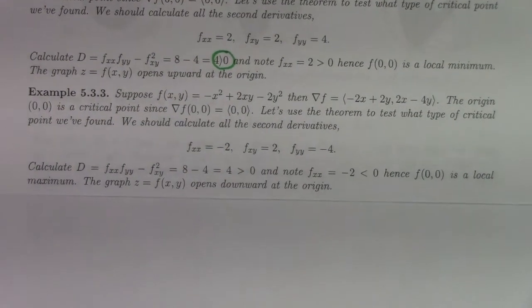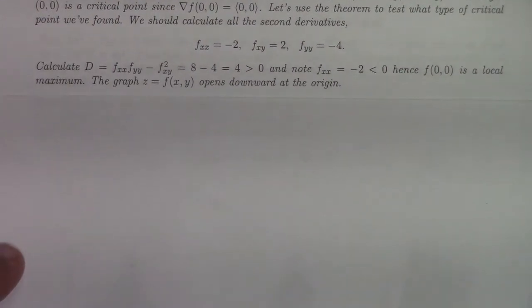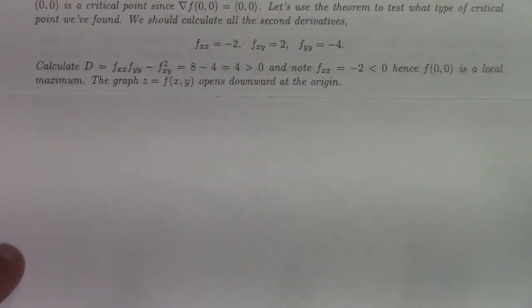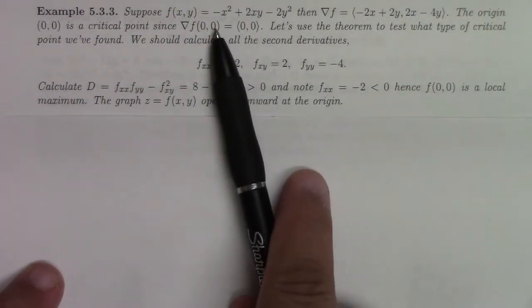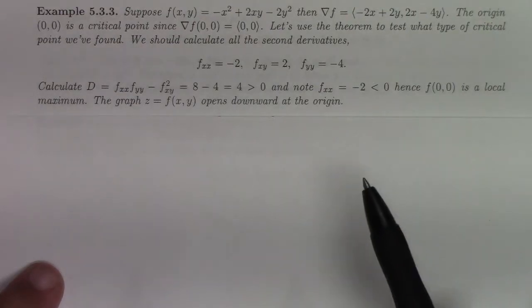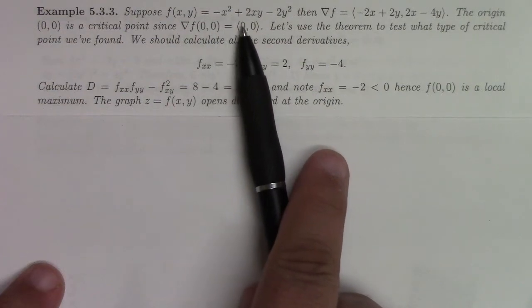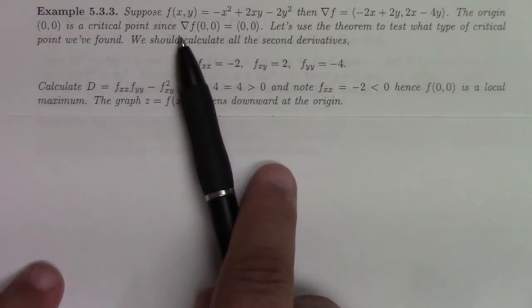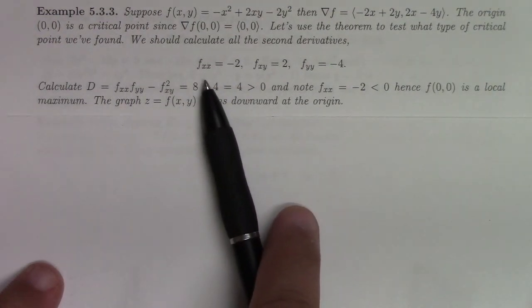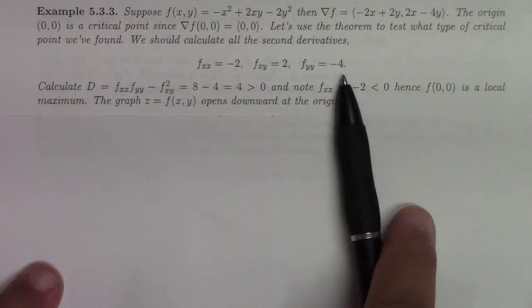So again, the second derivative test allows us to decide the nature of a critical point, whether it is a local min, a local max, or possibly neither. And again, there are examples where the second derivative test fails to apply, just like in Calculus 1. So we have minus x squared plus 2xy minus 2y squared. Calculate the gradient. Notice again that the origin is a critical point. So calculate my second derivatives, xx, xy, yy: minus 2, 2, and minus 4.